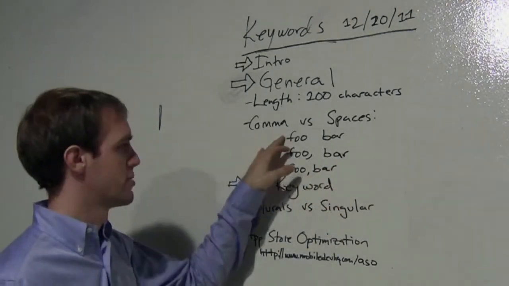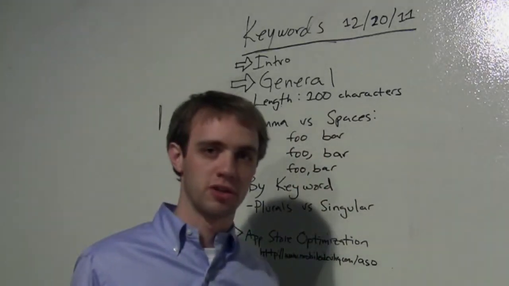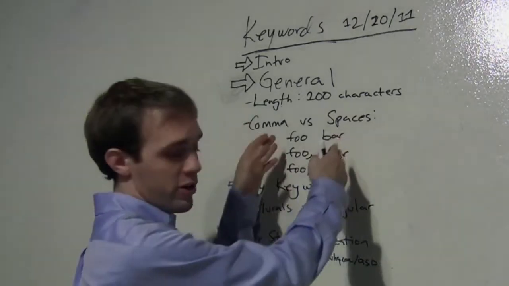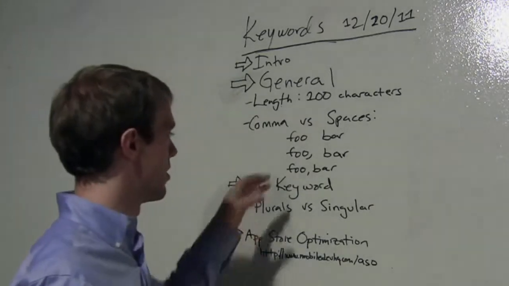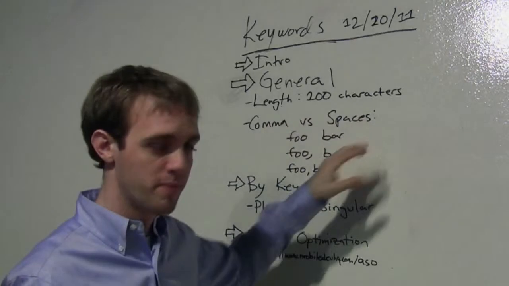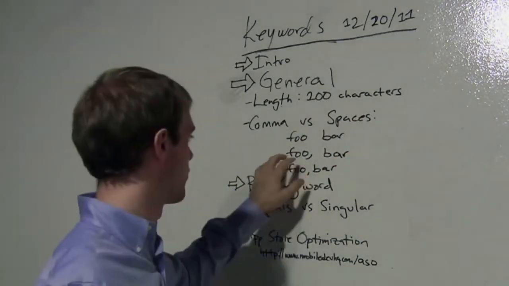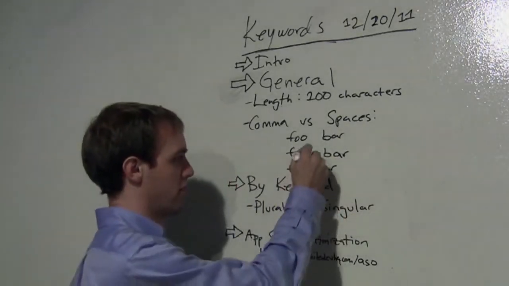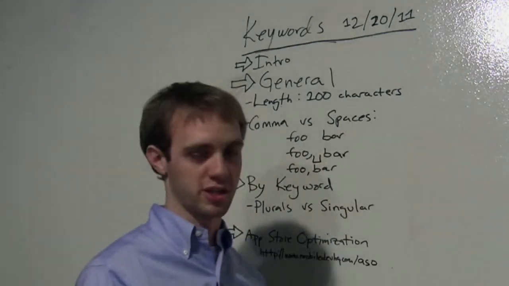In the first option, foo space bar is bad because Apple won't necessarily know if this is one keyword that is just foo bar and you want to only rank for the search term foo bar, or if it's 2 keywords that you care about, which is foo and bar. The second one is bad because you're making it more explicit that this is foo and bar, but you now have a wasted space in the middle here where you could have an extra character, and going forward with many different keywords that could actually add up.